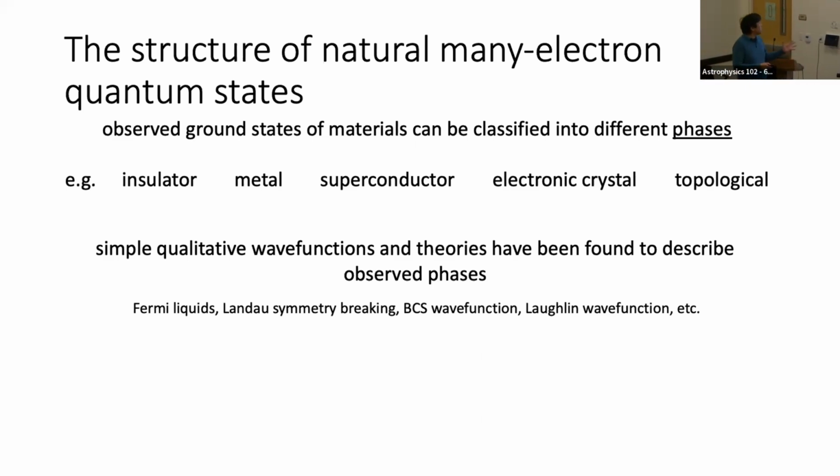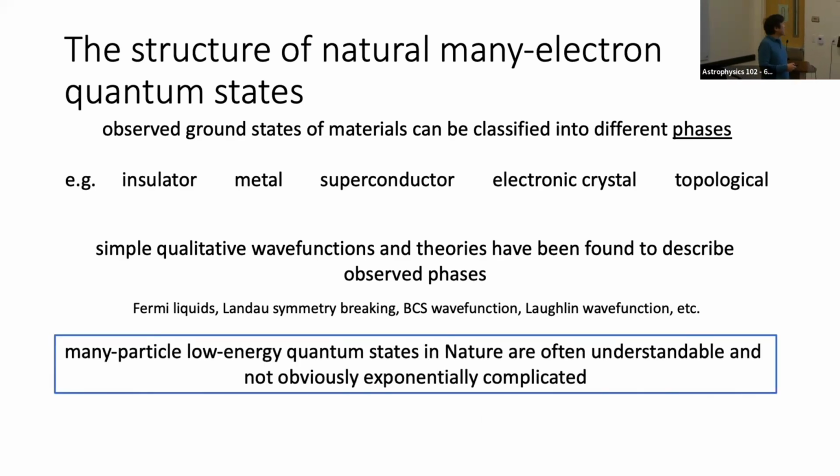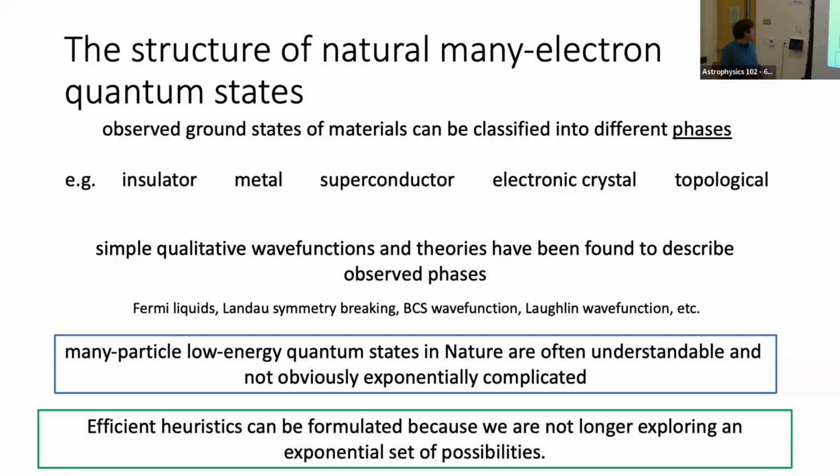And so consequently, because we have these very simple starting points that are amenable to classical description, and because the number of these starting points is not very large, we basically can take as an assumption that the low energy quantum states in nature are really just understandable and not exponentially complicated. At least that's what the natural world suggests. And consequently, we can devise computational algorithms that don't encounter this exponential complexity because there just isn't an exponential set of possibilities to explore.